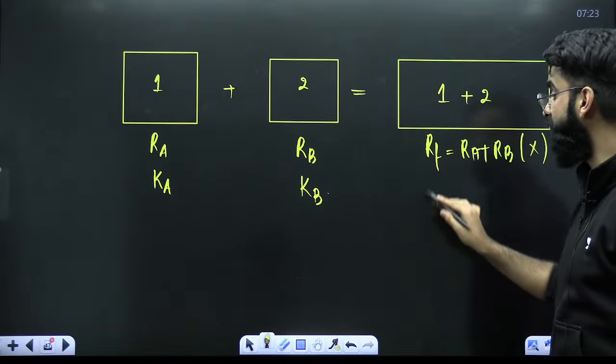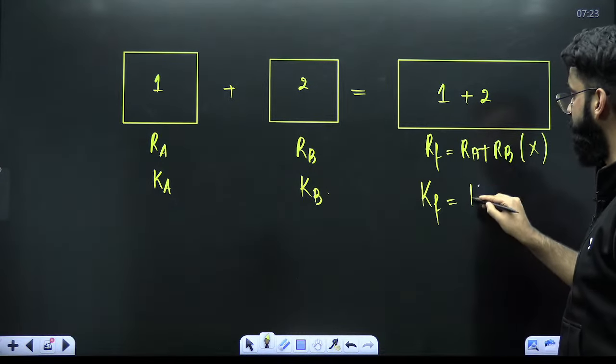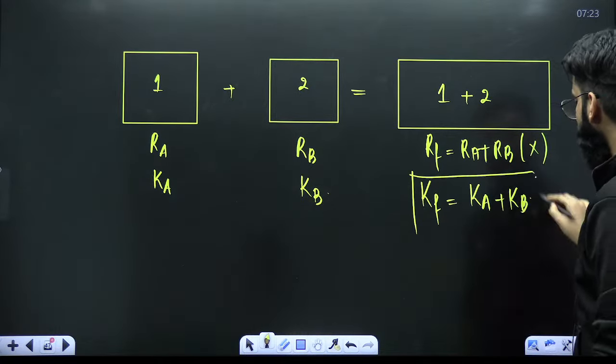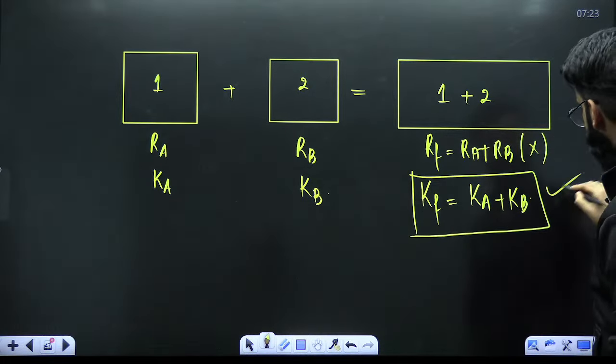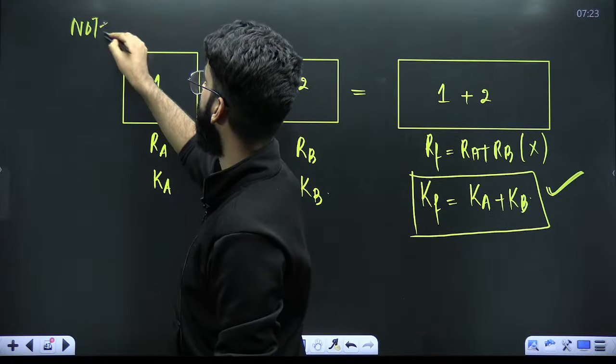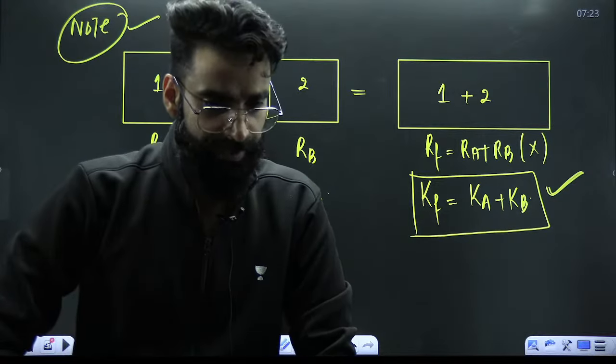But you will do the question in terms of conductivity. You will say conductivity of the final solution is equal to Ka plus Kb. You will solve the question in terms of conductivity, not in terms of resistance, right? You take a note of this point. It's important. From this particular point, you'll get one question.